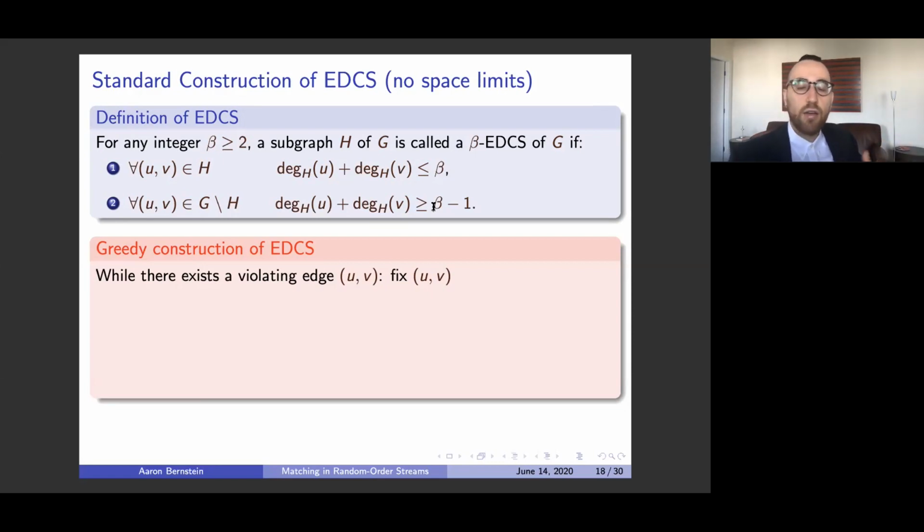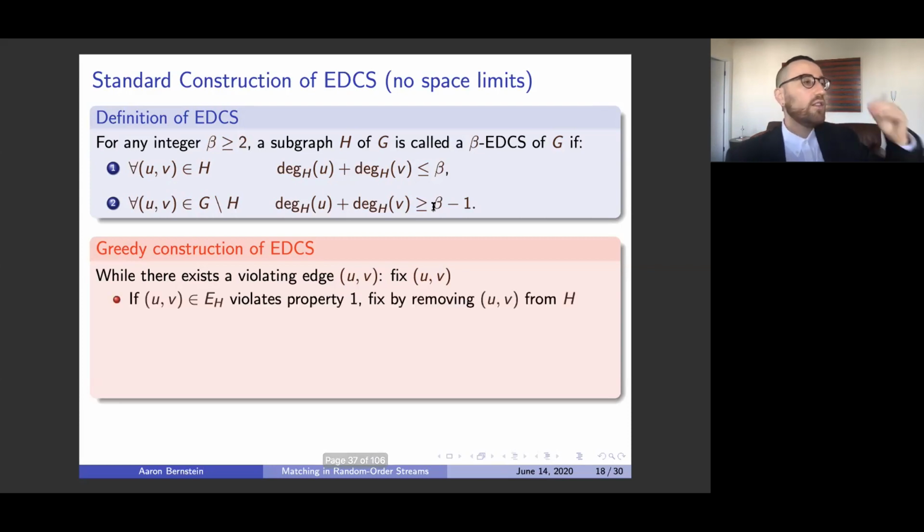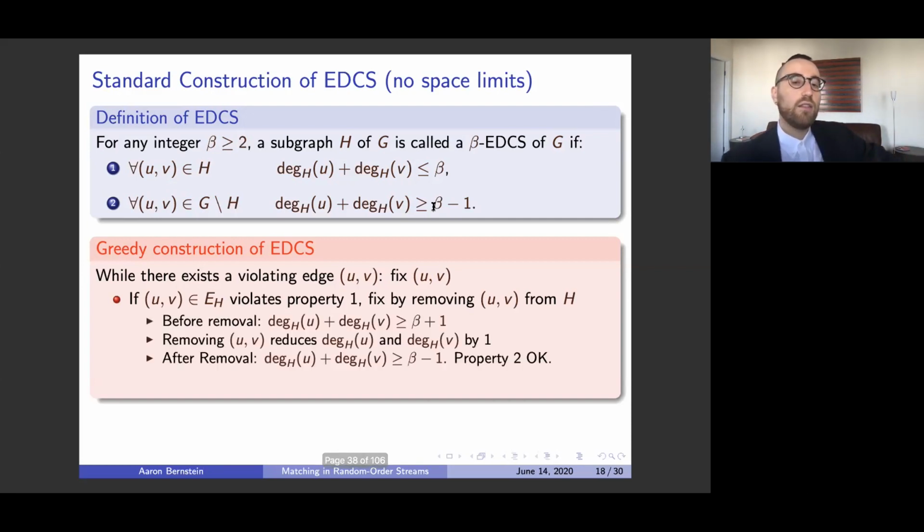All right, so how do you fix an edge? Well, let's say that you find an edge in the subgraph that violates property 1. Then you can fix it by just removing it from the subgraph. Because note that once you remove it, I claim it'll now satisfy property 2. And the reason is that before you remove the edge, you know that the reason you removed it is because it violated property 1. So the edge degree was at least beta plus 1. Now you remove it from the graph, so the degrees of both of its endpoints fall by 1. So now the new edge degree is at least beta plus 1, so it satisfies property 2.